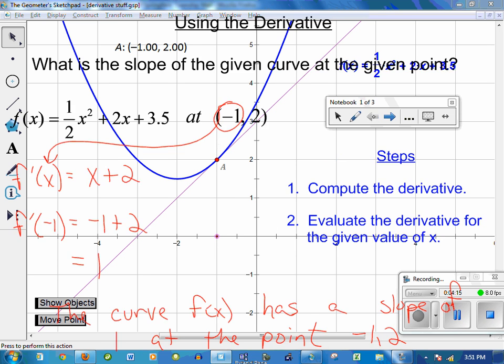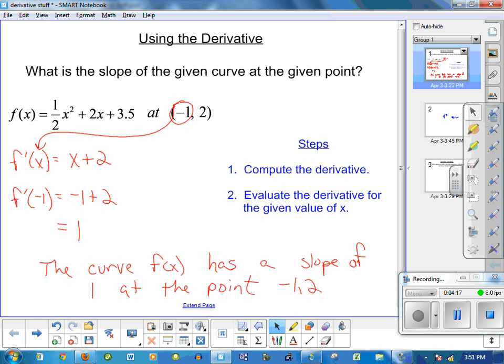So again, the 2 steps you need here are to compute the derivative and then evaluate the derivative for the given value of x. Okay? I hope this places a premium in your mind on computing the derivative. You have to be a power rule master at minimum to do these problems for the pre-calculus class that we're studying them in. Okay? Enjoy.